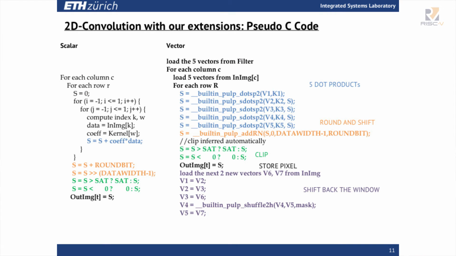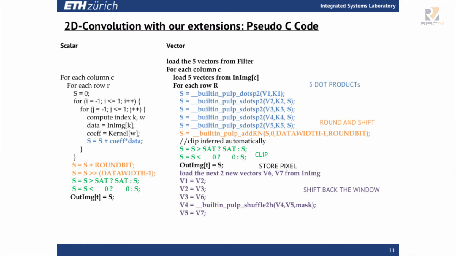So you see on this side, we have the scalar version in pseudo-C code. For each window in the picture, you compute the element-wise multiplications. Then you round and shift, for instance, to adapt the fixed-point formats, and then you saturate, if you want to saturate, and then you store the pixel back in memory.